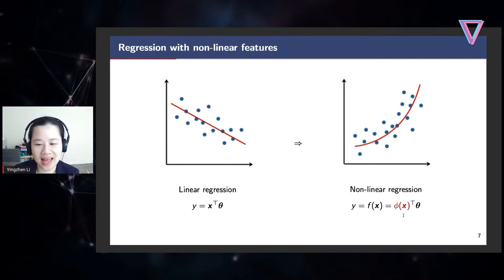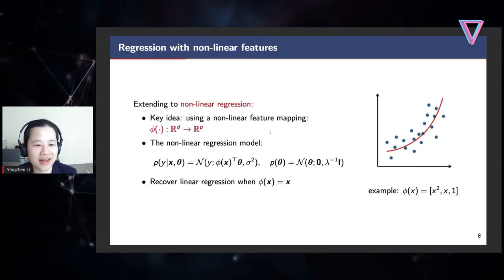And if this phi x feature is complex enough, for example, it contains quadratic terms, cubic terms, or even polynomial terms to the power of p, or even other non-polynomial terms, then essentially you can make this basis function or feature function very, very flexible so that the model can also be very flexible.